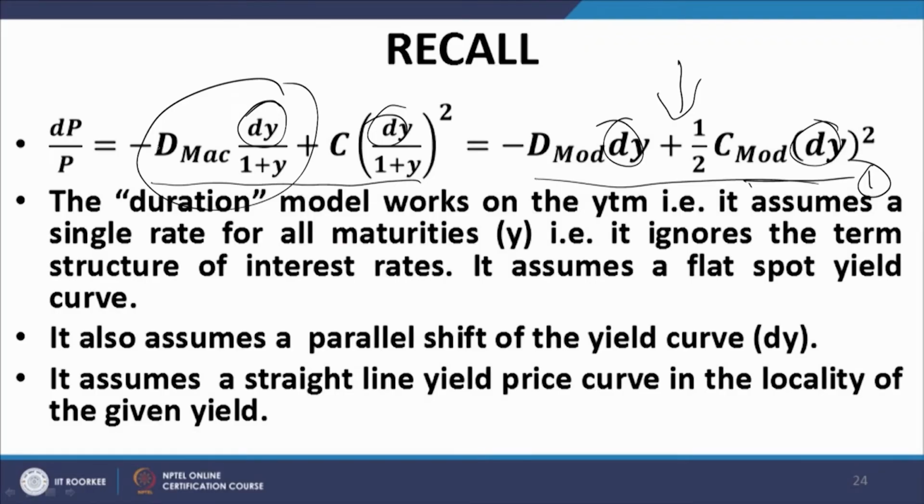Now, it assumes a straight line yield price curve in the locality of the given yield. This is because we arrived at the definition of duration using the concept of Newtonian differentiation, and in that framework, we assume that in the infinitesimal neighborhood of the point at which we are working out the derivative, the functional relationship y equal to f x is a straight line, within that very narrow proximity both to the left and right of the point under reference.